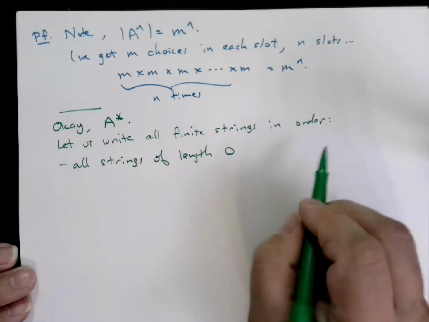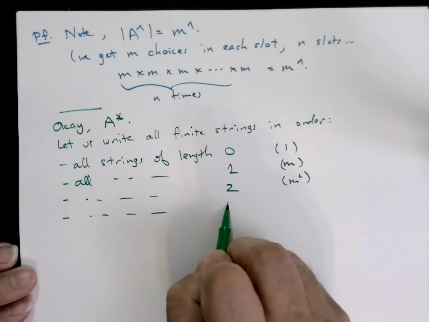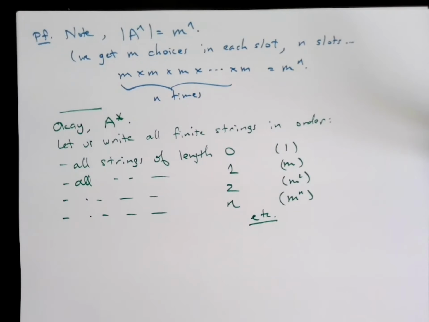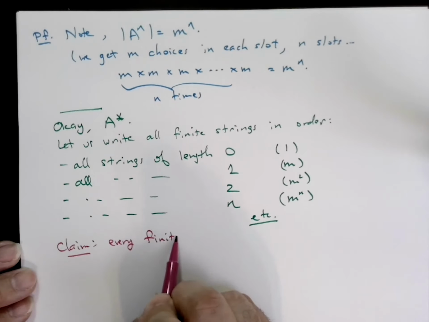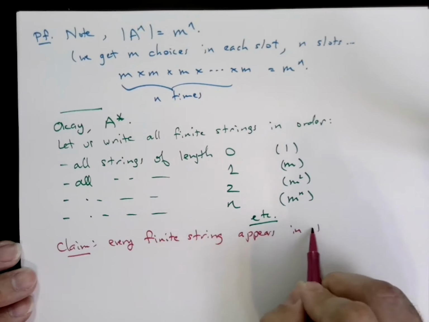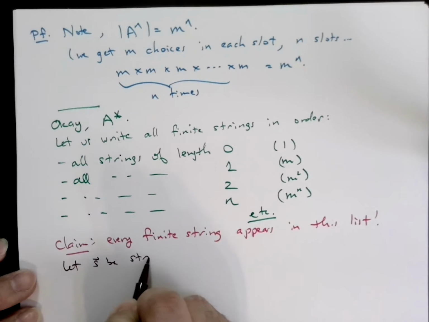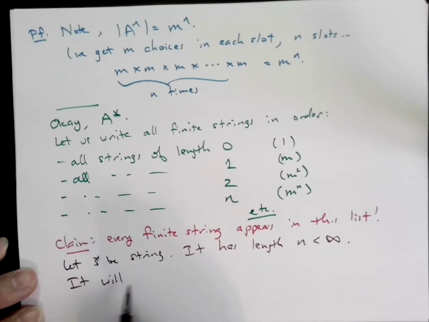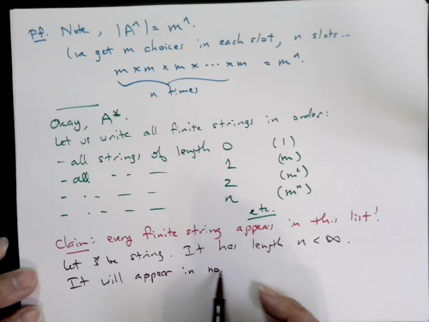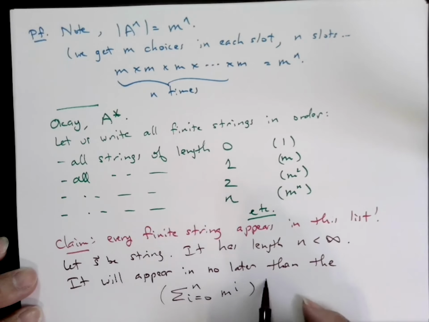I claim that every finite string appears in this list somewhere. Let's see. Let S be a string. It has a finite length, let's call it n. I claim it should appear in no later than this place where we take the sum, i equals 0 to n, of m to the i. To see that, remember we have all the strings of length 0, then 1, then 2. All the strings of length n are going to appear in this area that is numbered no higher than 1 plus m plus m squared plus m cubed all the way up to m to the n. That's a large number, but it's finite. Therefore, S will appear at some finite index in this list, and we're done. Since we can list all the strings, the set is countable.